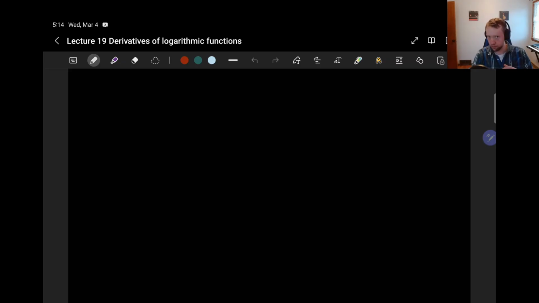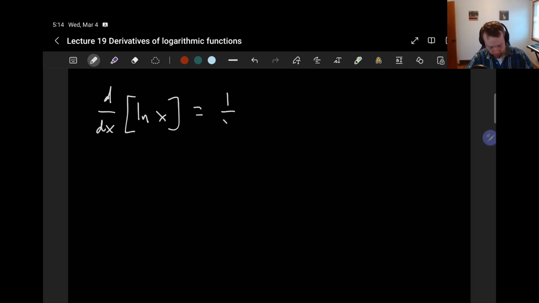Our main focus will be on the natural log and its derivative, but at the very end we will discuss other logs as well. Natural log is our most common one though. The derivative with respect to x of natural log of x is 1 over x. Not too bad.